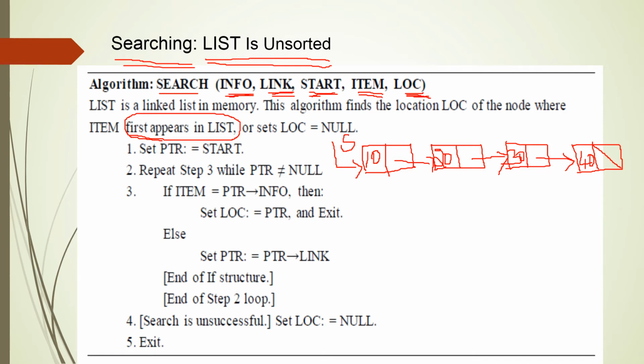Then I will take one more variable called PTR. PTR is pointing to start, which means it's pointing to the first node. Okay. Let us assume that the item is 30. Assume that the item you need to search is 30.